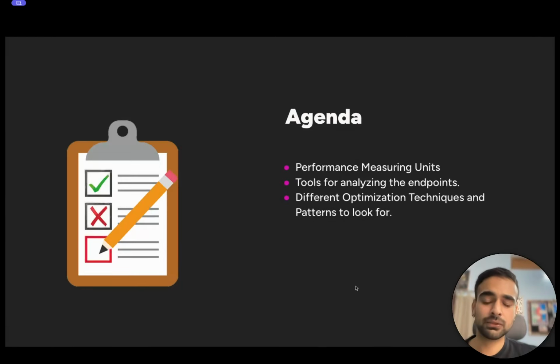Moving on, the agenda is that I'll be talking about a few performance measuring units and different tools that we use to analyze APIs and their performance, and different optimization techniques and the patterns to look for while you are optimizing.